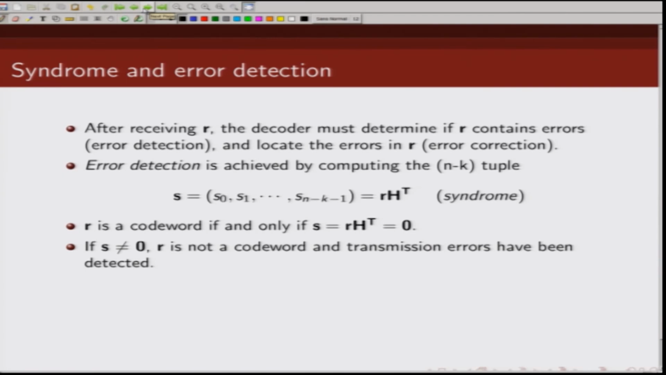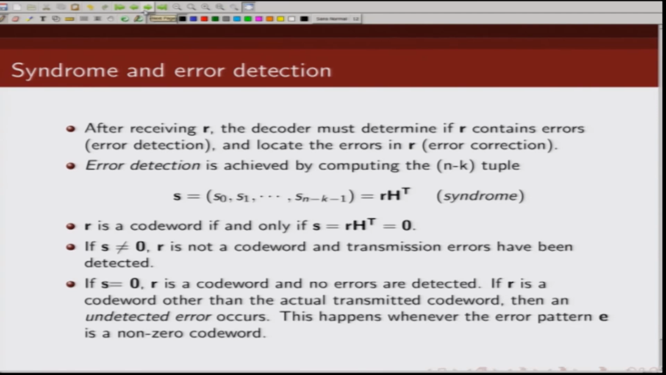Now, if the syndrome is 0, does it always mean that there is no error? No. There is a category of error which we call an undetected error. Now, when does an undetected error happen?